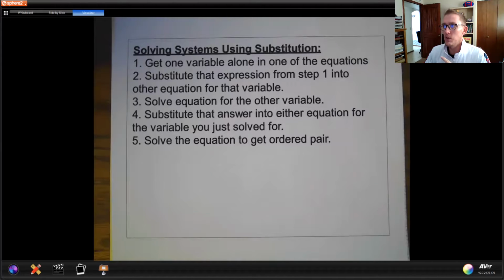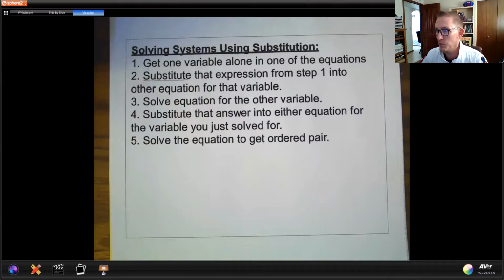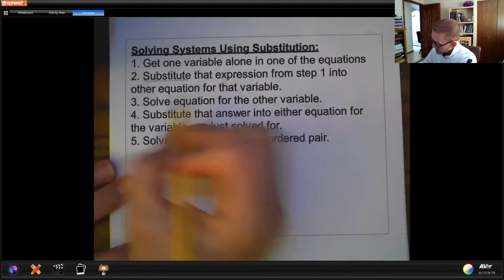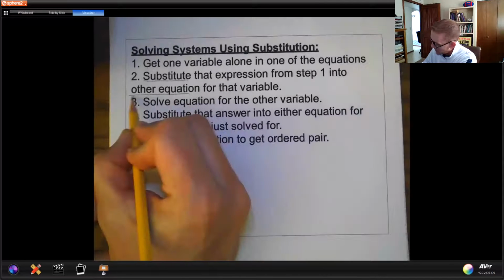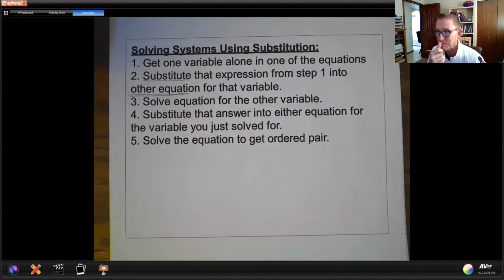Once you get one variable alone in one of the equations, you're going to substitute, there's that key word. You're going to substitute the expression from step 1 into the other equation for that variable. And this is the key. You have to substitute it into the other equation. You cannot substitute it back into itself. You're going to run into a problem if that happens.